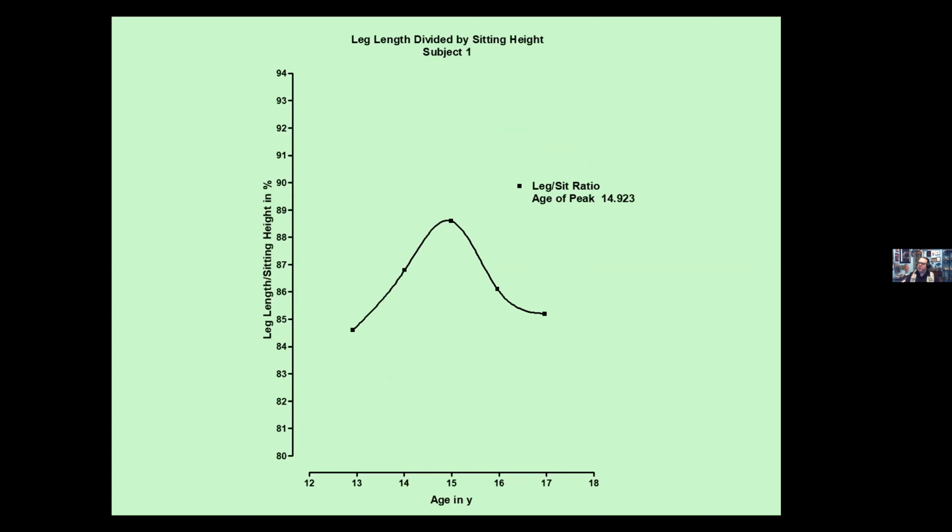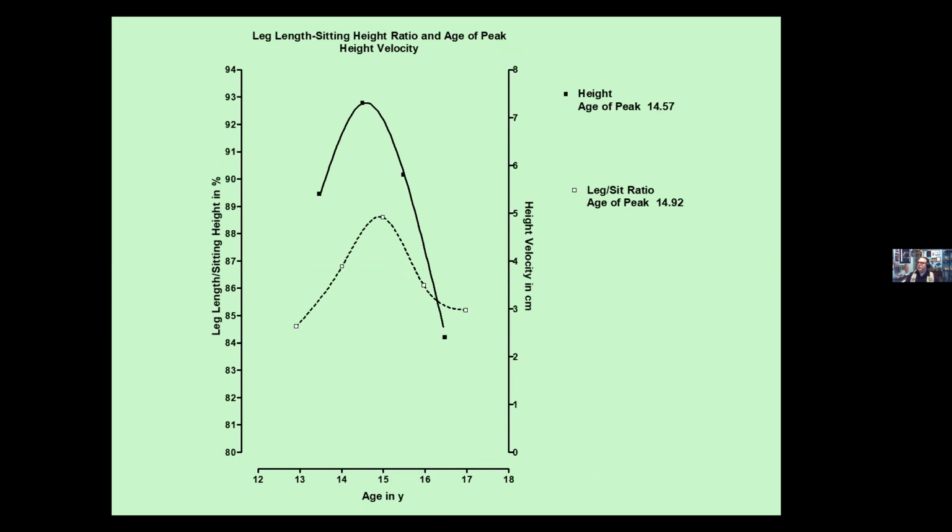We looked at the ratio, and this graph is showing here, of leg length to sitting height. You can see that this leg length to sitting height ratio peaked at 14.9 years of age, fairly close to the peak of peak height velocity. Again, this ratio goes up before peak height velocity and then goes down after peak height velocity. So it did seem possible that using this leg to sitting height ratio on a one-off occasion, you could predict when peak height velocity was going to occur.